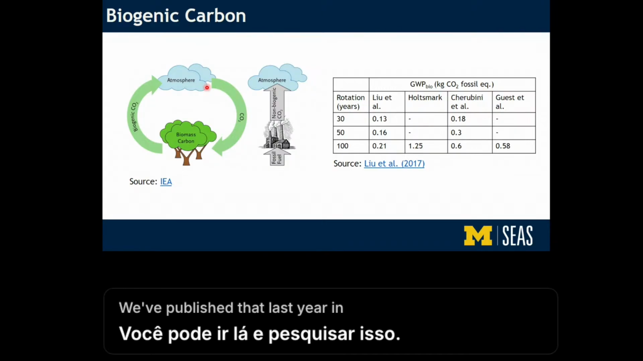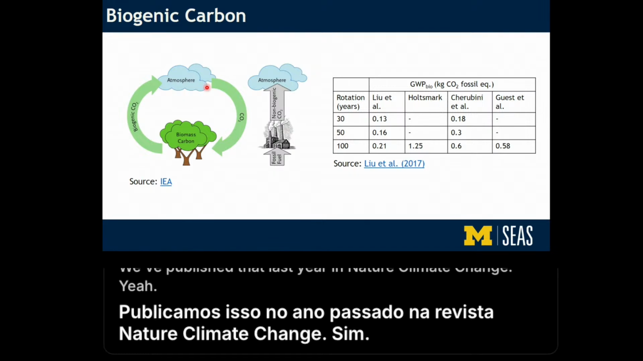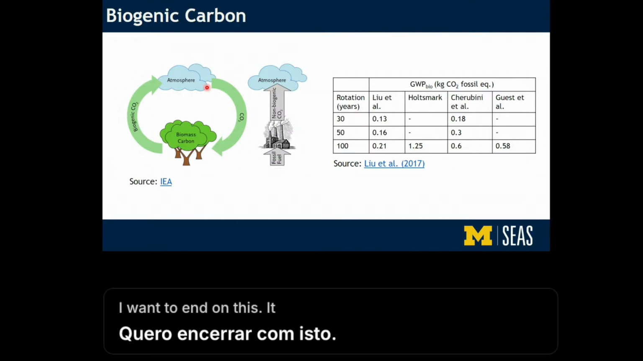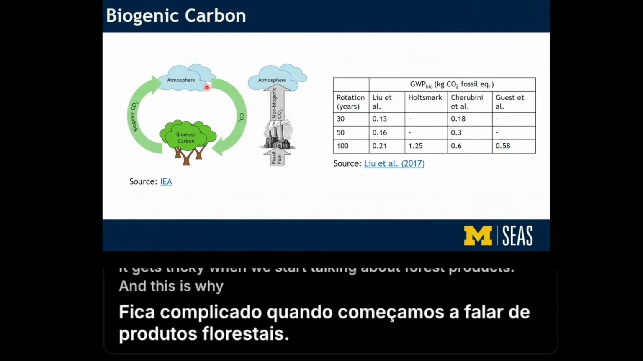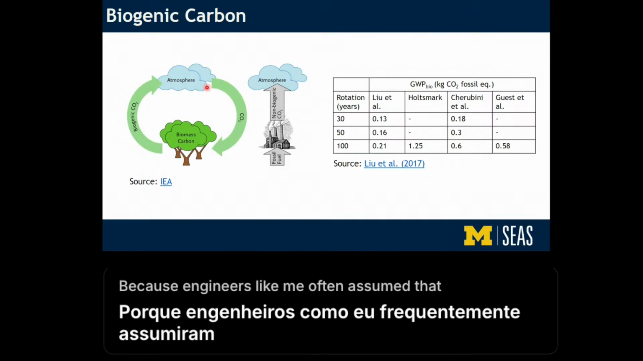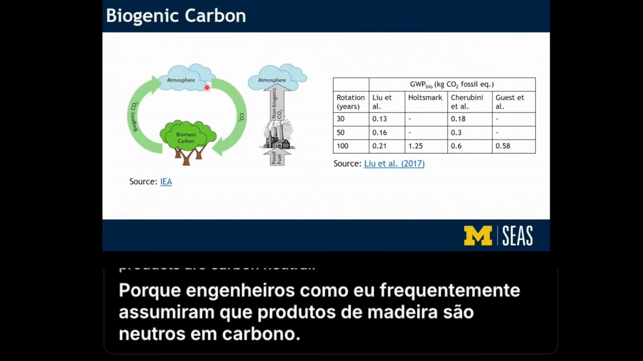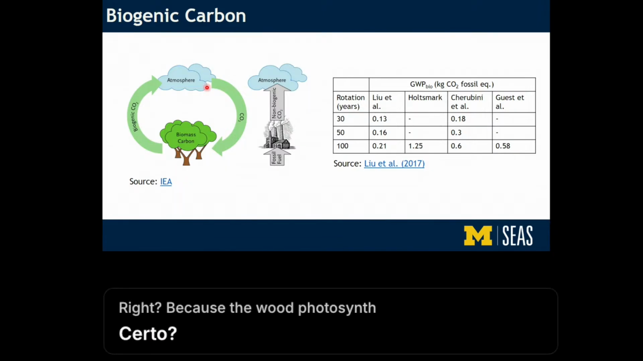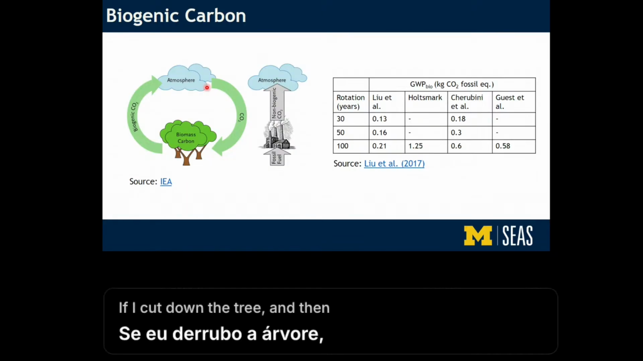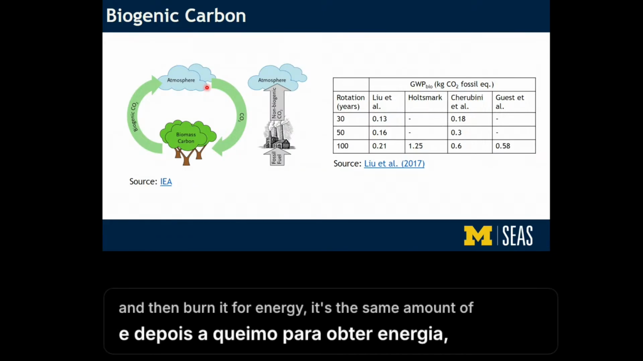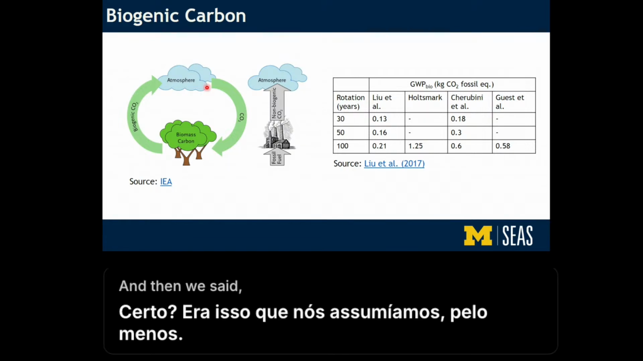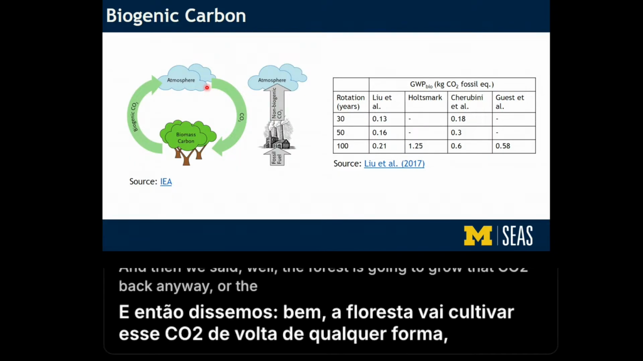And I just want to end on one, at least for carbon, I want to end on this. It gets tricky when we start talking about forest products. And this is why we need ecologists in the conversation, because engineers like me often assumed that wood products are carbon neutral, right? Because the wood, photosynthesis, collects the CO2 from the atmosphere. If I cut down the tree and then burn it for energy, it's the same amount of CO2 that goes up. Right? That's what we assumed, at least. And then we said, well, the forest is going to grow that CO2 back anyway, or the tree back anyways, maybe. So then it sucks it back in, so it's carbon neutral.